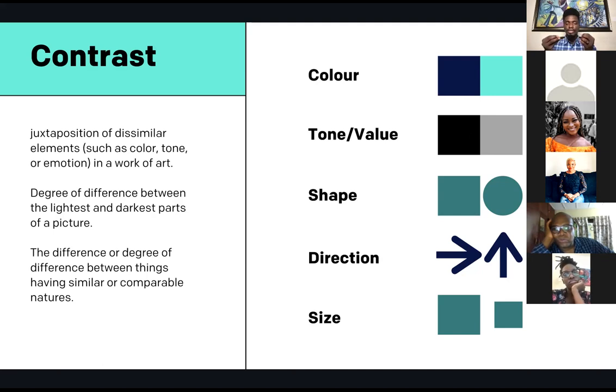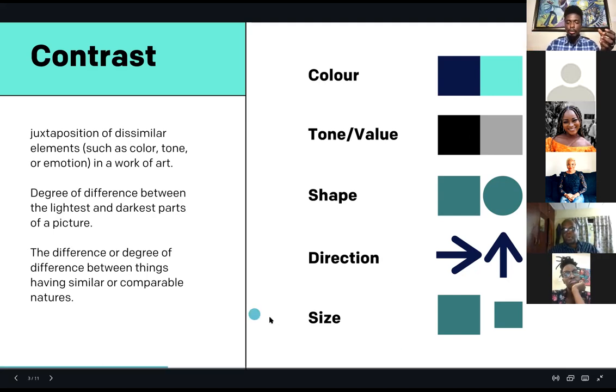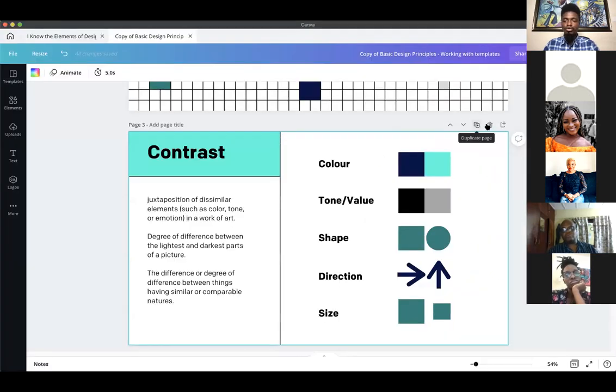Another way you can create contrast is by using shape. So when you have different shapes, you are able to create contrast with the different shapes that you have. Or if you're not going to use shapes, you can create contrast with direction, okay? And another way you can also create contrast is with size. So I'm just going to quickly dramatize how contrast works with color, tone or value, shape, direction, or size, okay?